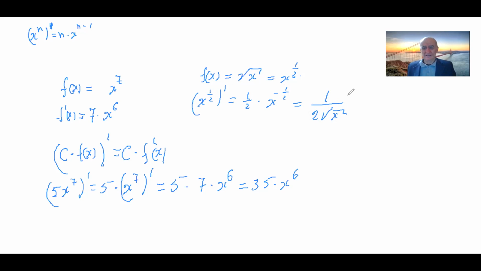In general, I don't like to give formulas to memorize, but I recommend memorizing this formula because we will use it quite often. So the derivative of square root of x is 1/(2 times square root of x).